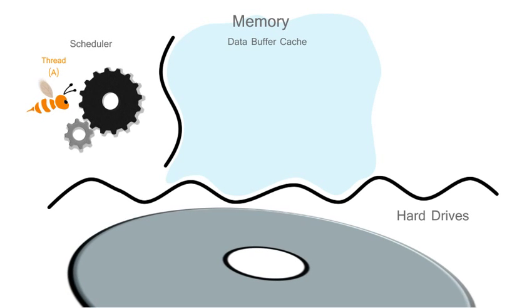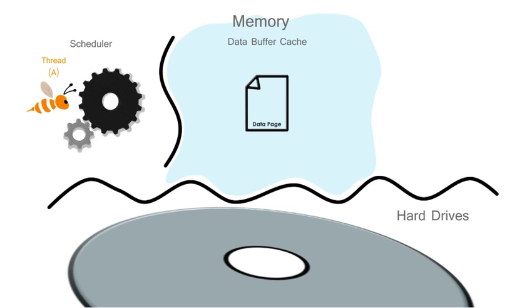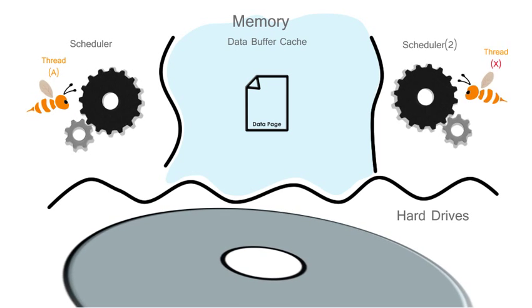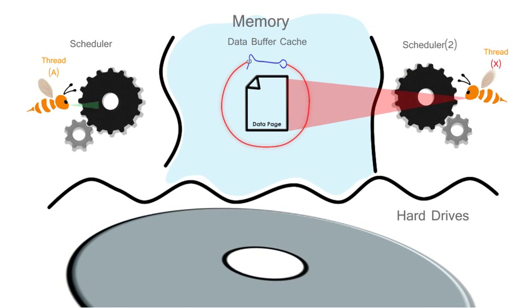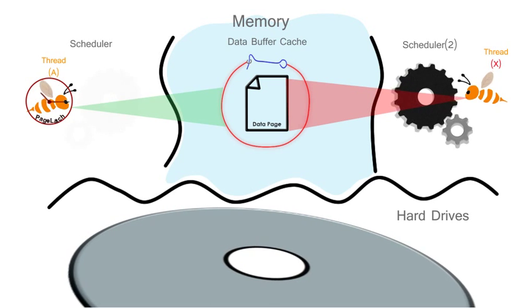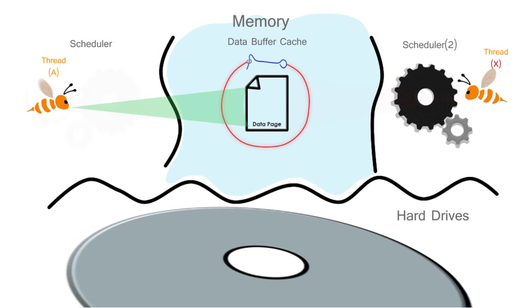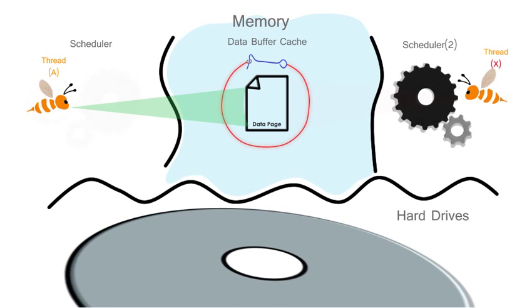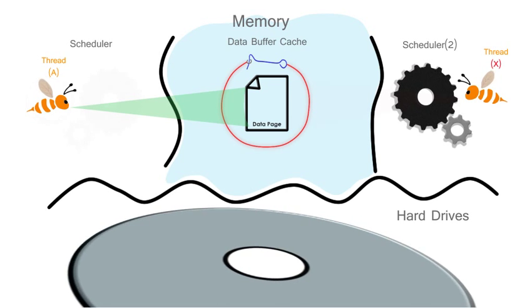If thread A working on a scheduler needs a data or index page, which is already in memory, but another thread X on a different scheduler is already updating the same page, then our thread A has to wait to acquire a shared latch until the first one releases the exclusive latch. This type of wait, when a page is already in memory, is called page latch.